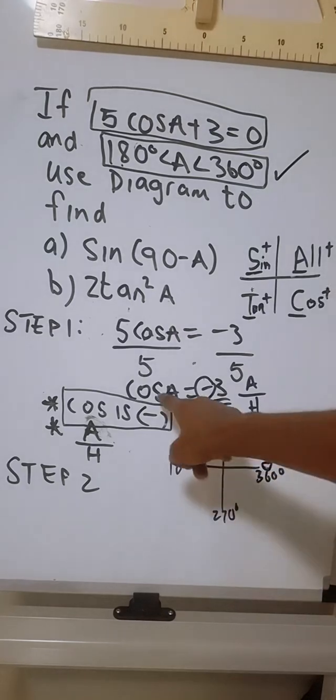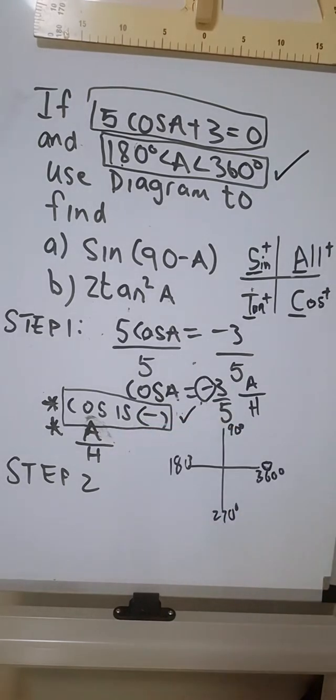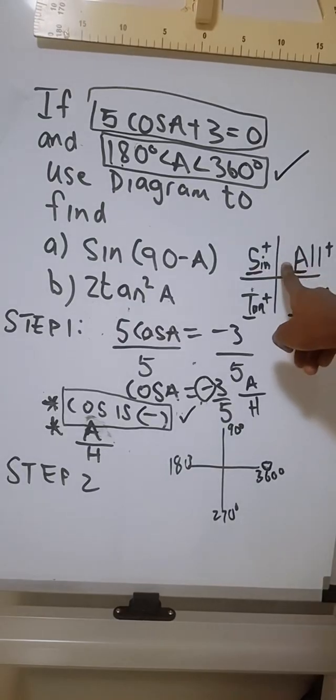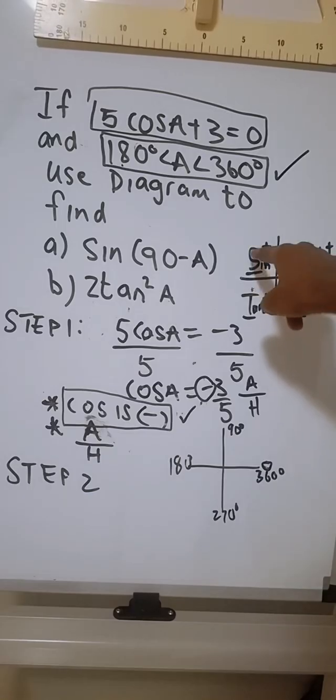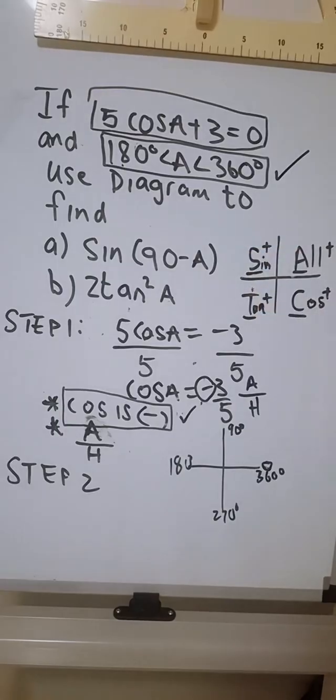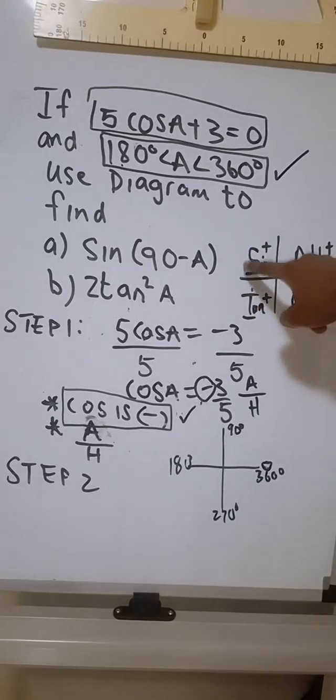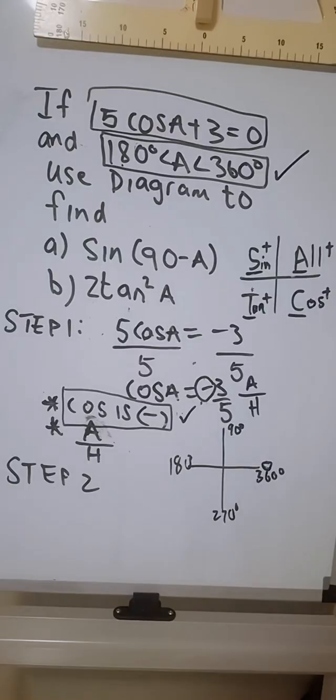So first and foremost, we learned that cos is negative. The question is, where is cos negative? According to ASTC, where is cos going to be negative? Is cos going to be negative in this quadrant, the first quadrant? Definitely not, because all trig ratios are positive here. Is cos going to be negative in the second quadrant, guys? Is this where cos is negative? Is cos going to be negative here in the third quadrant?